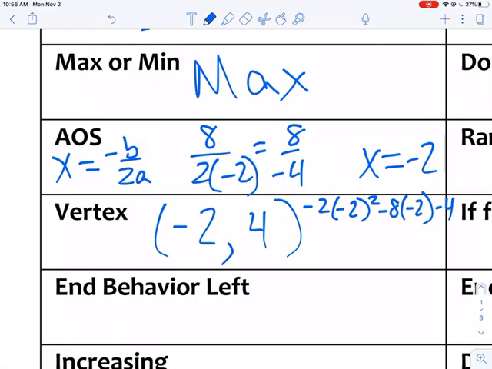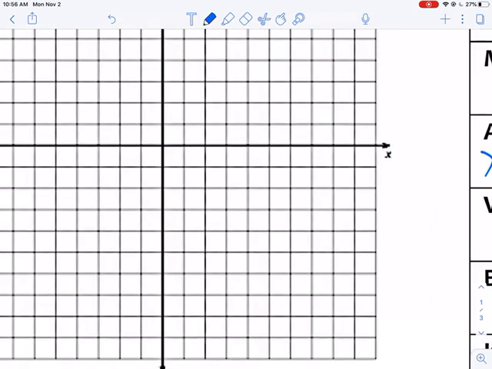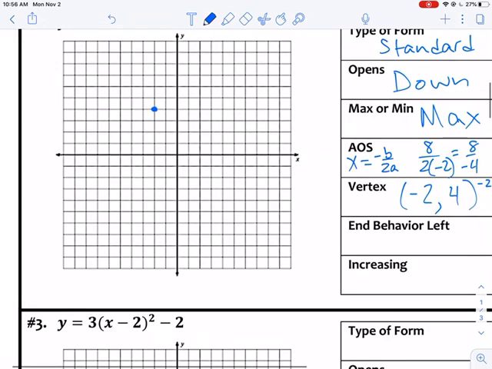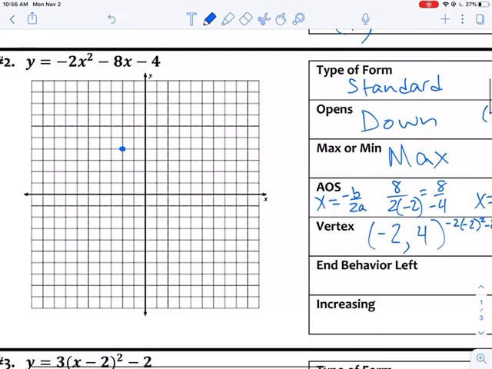All right. Let me double check here. All right, there we go. Good. So now I've got negative 2, 4. So left 2, up 4, there's our vertex. We know it's going to open down, so that tells us a couple things here. So I'm going to go down 2, left 1, down 2, right 1 here just to kind of get the move of it.